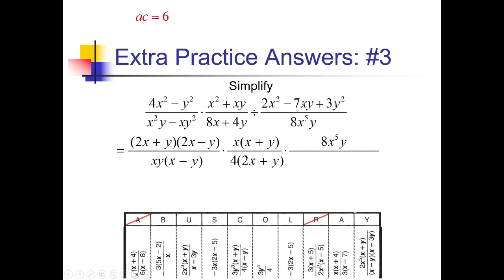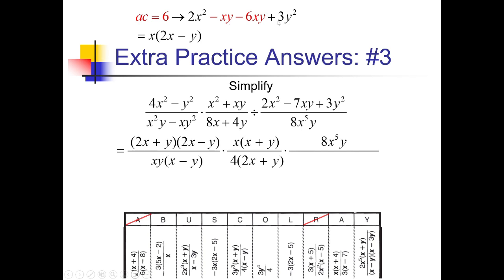So if I have a negative 1 and a negative 6, I'll split this negative 7xy up into a negative 1xy and a negative 6xy. Now that I've got 4 terms, I can use factoring by grouping. For my first 2 terms, I can take out an x. That leaves me with a 2x minus y.